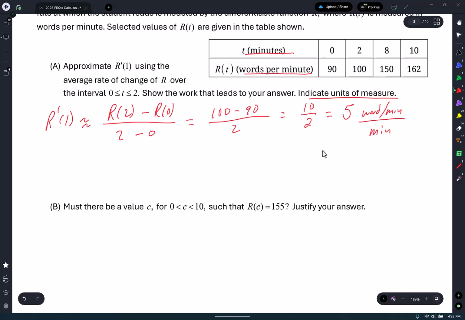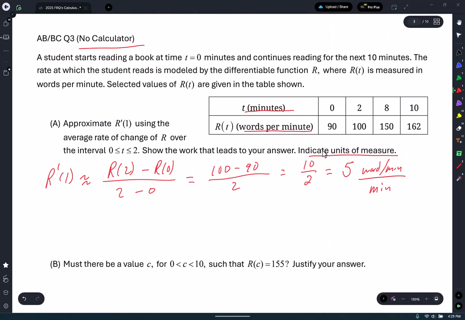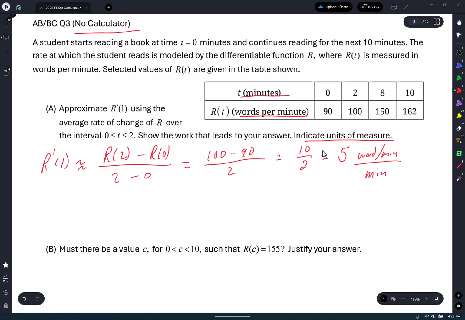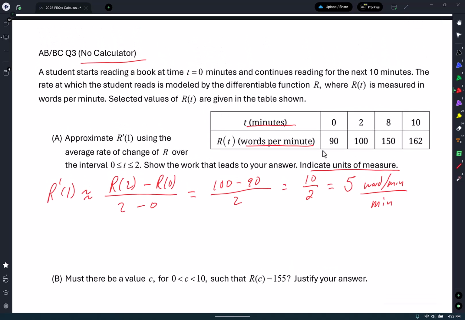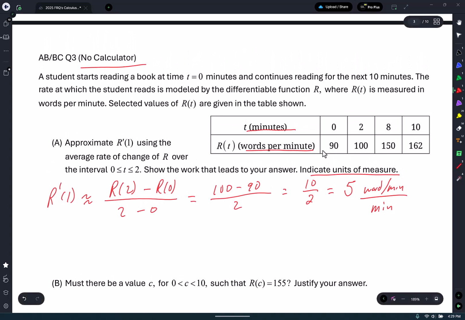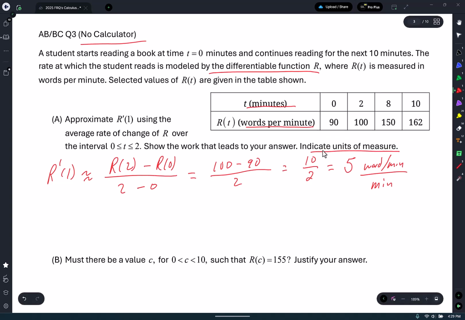Must there be a value C between 0 and 10 such that R of C is 155? Justify your answer. Well, let's look at that table. They want it between 0 and 10. Okay, so 0 is 90, 2 is 100, 8 is 150, 10 is 162. And we know that R is differentiable. So because it's differentiable on that interval 0 to 10, it's also continuous on 0 to 10. So is R of C 155 somewhere?